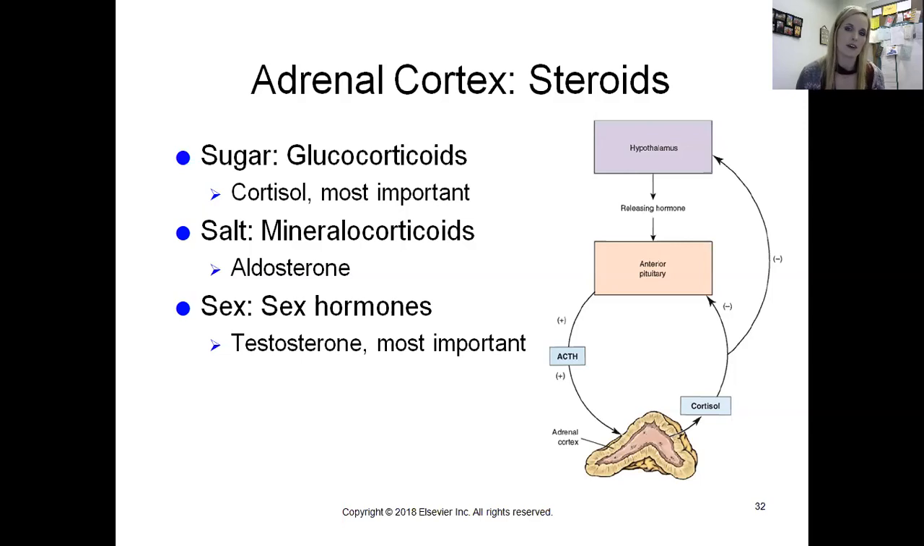Aldosterone is the name of the other hormone that we're seeing from the adrenal cortex. Aldosterone helps to regulate our sodium levels in our body. So again, just like calcium, we need only a certain level of sodium, and aldosterone is going to help to regulate that and help to make sure that we have that proper amount. And then, like I said, remember some sex hormones come from the adrenal gland. Testosterone in very small amounts can come from the adrenal cortex.